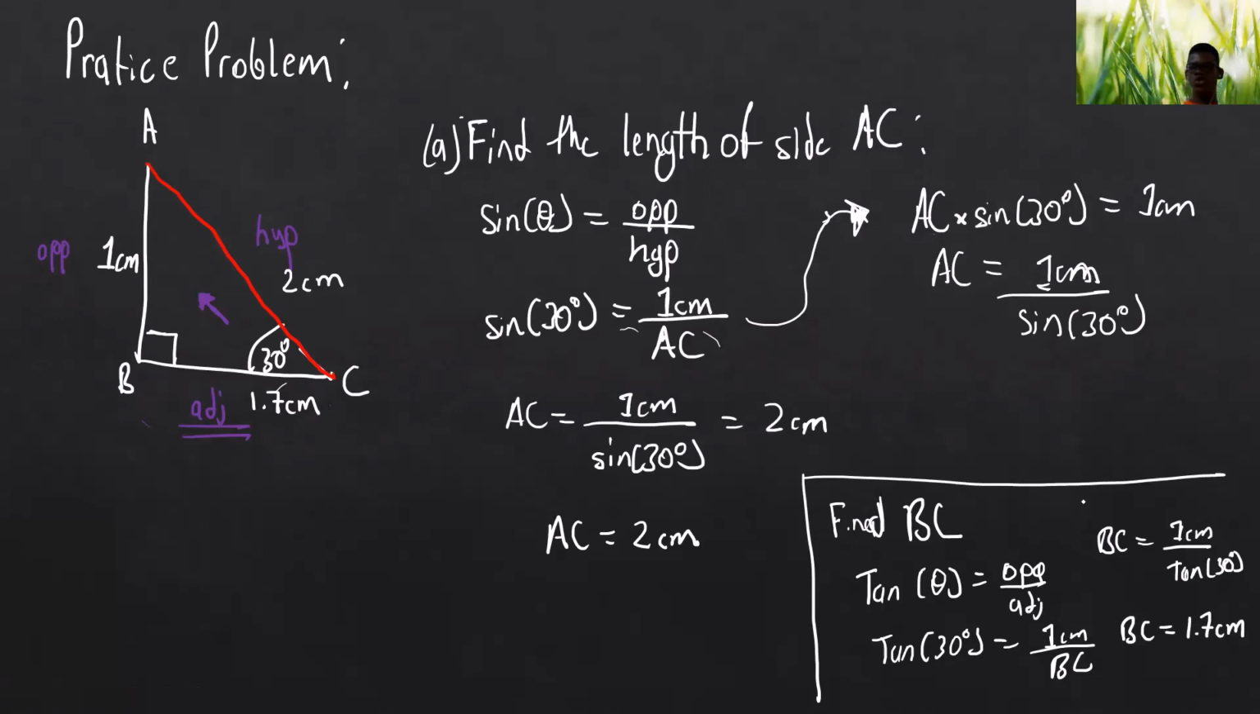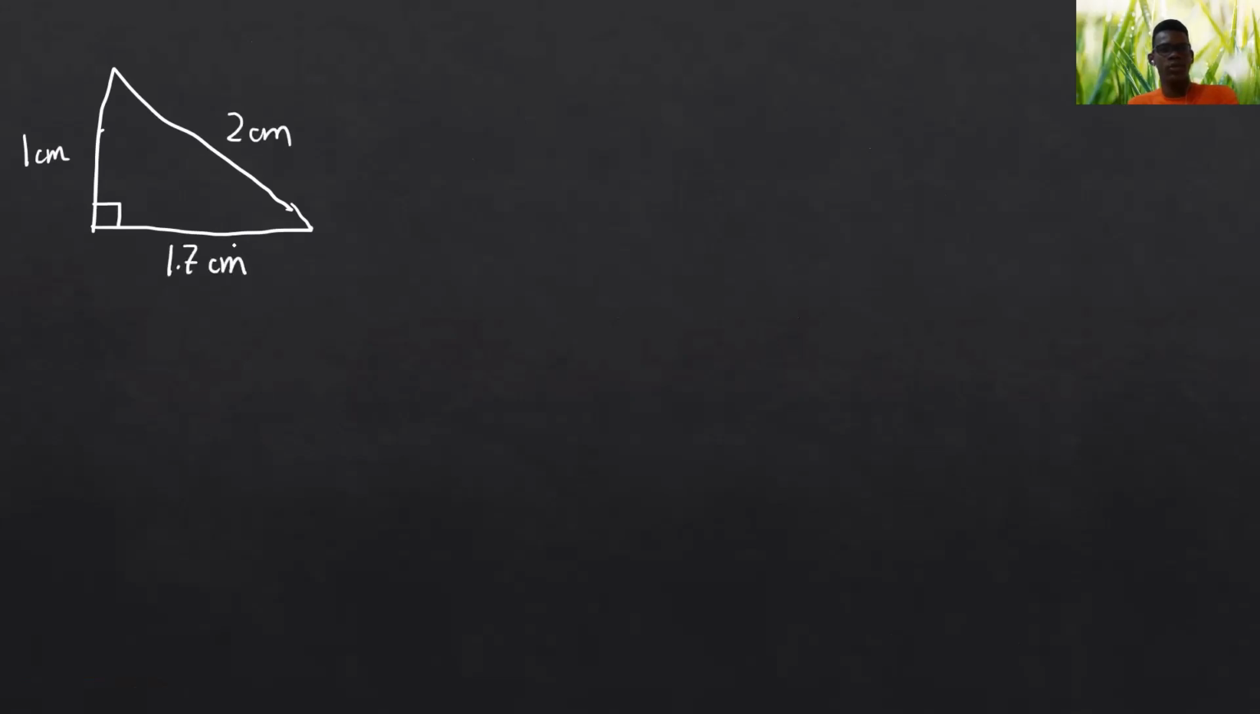That's more or less how you would use your trigonometric ratios to find any side of your right angle triangle. Remember that you need your theta, or you can actually solve for theta. So let's say you're in a situation where theta is not given. Looking at this situation now, we have a right angle triangle. This is 1 centimeter, 2 centimeters, and 1.7 centimeters. We found those sides. Now, what we want to find is theta.